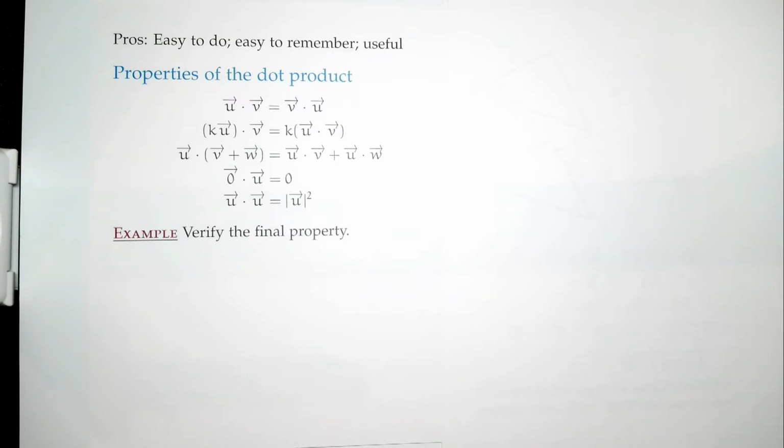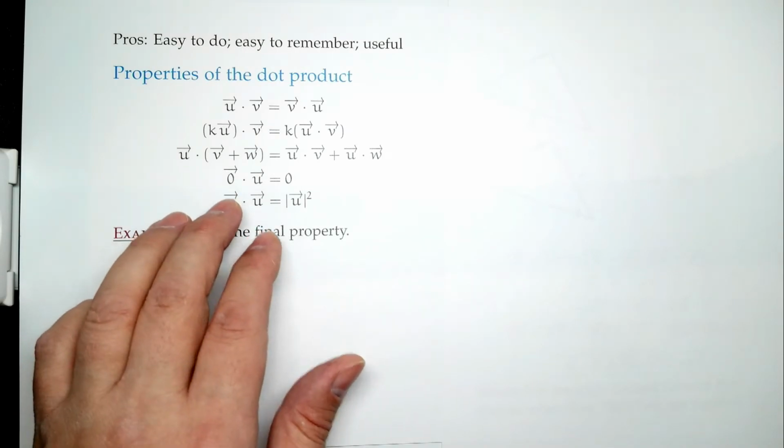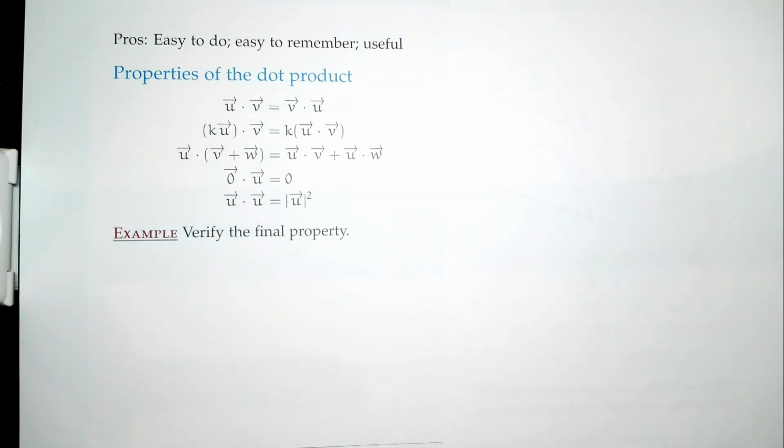0 dot u is 0. Does that make sense why that should be true? Yeah, it should make sense, because the 0 vector is the vector where all those entries are 0. So when I do that multiplication, I have a whole bunch of zeros adding up, and so I should get 0 out.